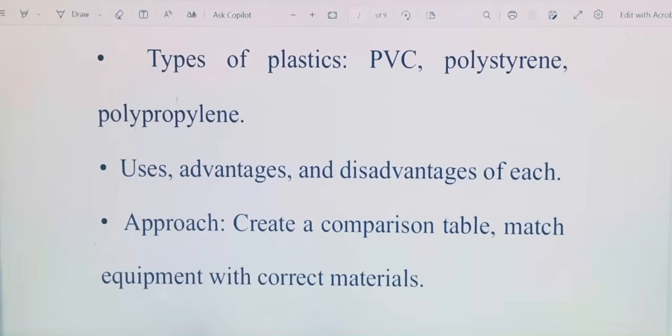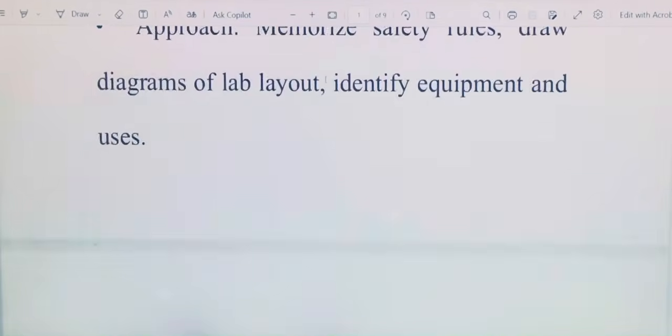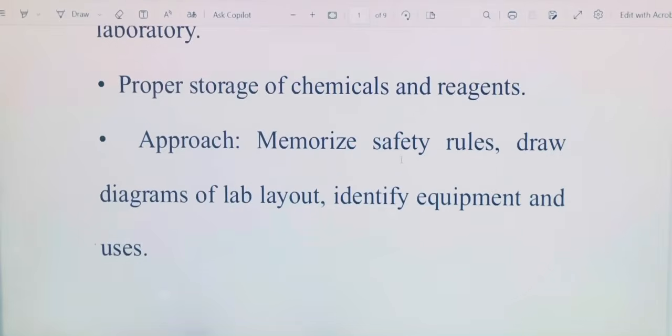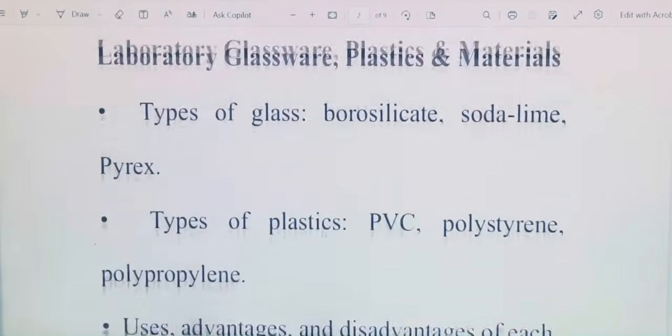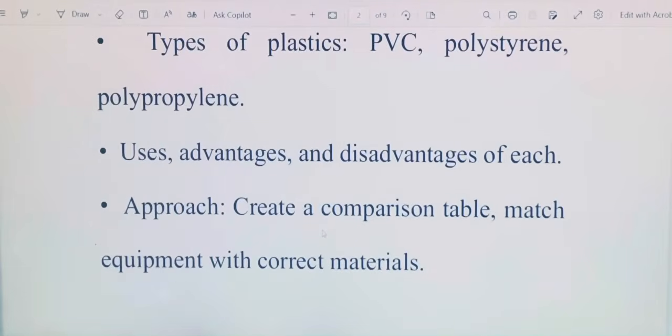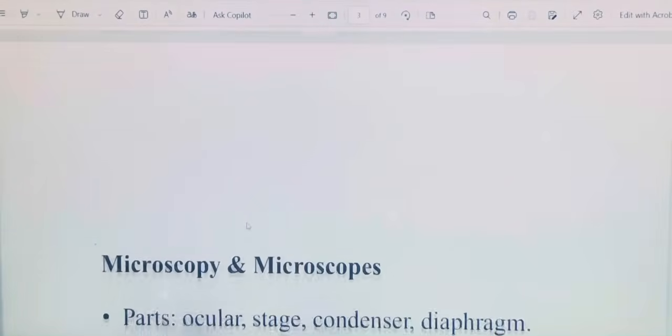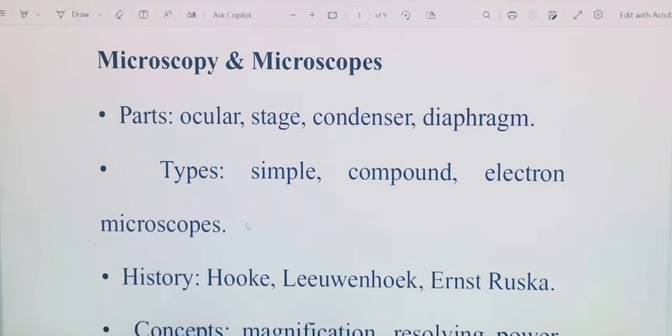Then match equipment with the correct materials. Those equipment that you are able to identify here, come here and match the equipment with the kind of materials that are used in producing them. Are they produced using PVC or polystyrene or polypropylene? So do that, match equipment with the correct materials. So the next thing, of course, is microscopy and microscopes.